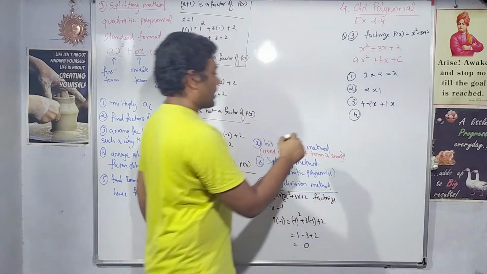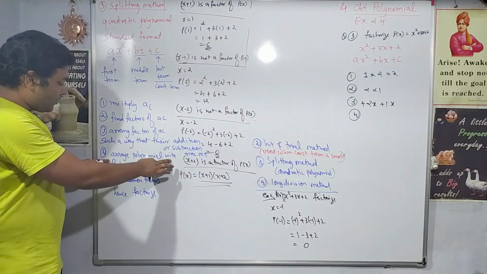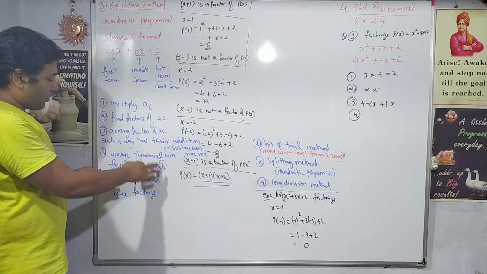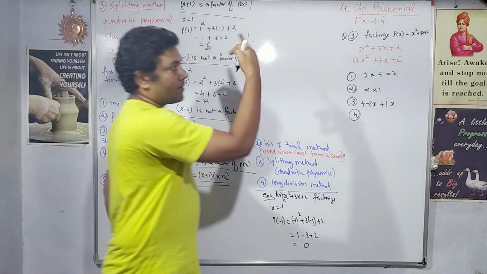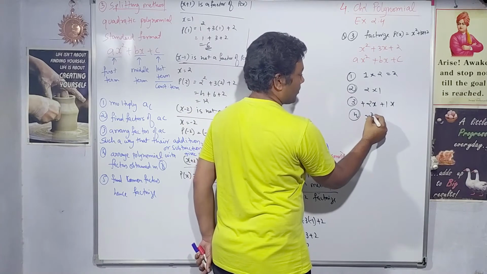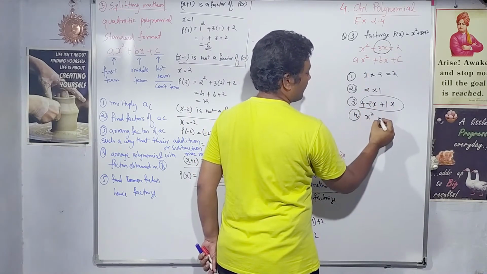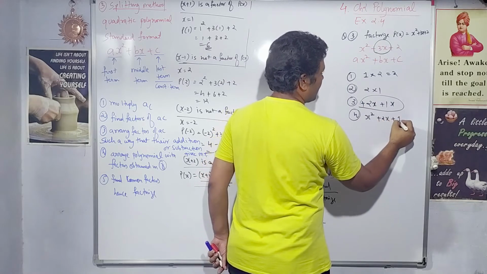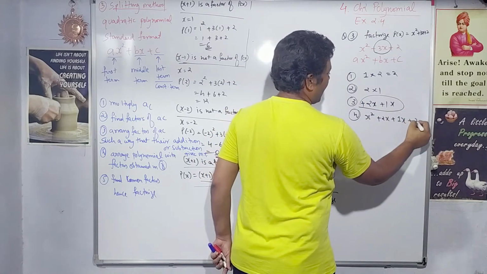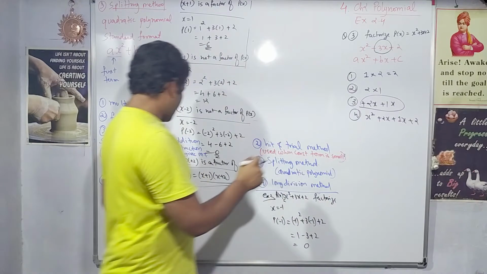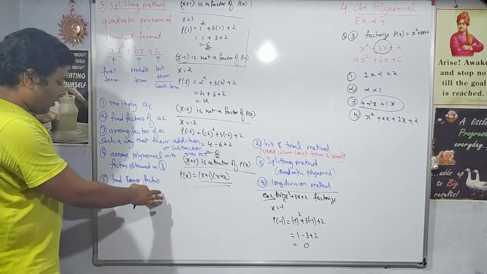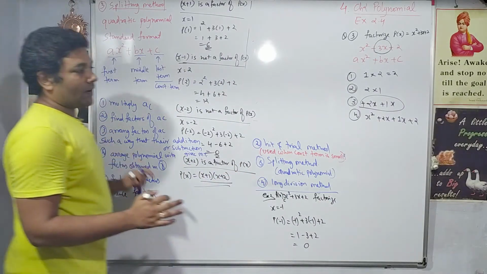Then the fourth step, arrange the polynomial with the factors obtained in step 3. So let us rearrange the polynomial: x², now instead of this 3x I will use this, so plus 2x plus 1x and then the last term. Now fifth step, find common factors, hence factorize.